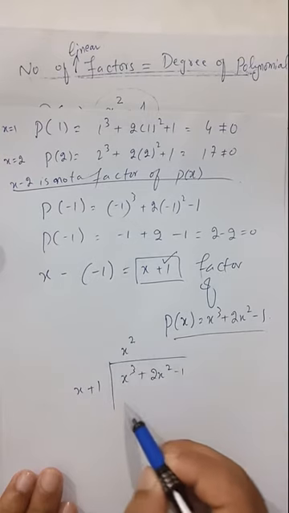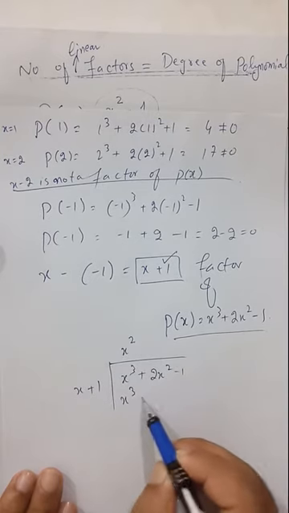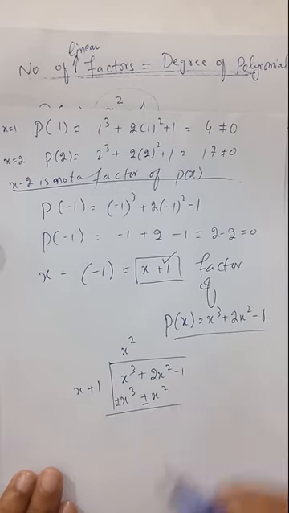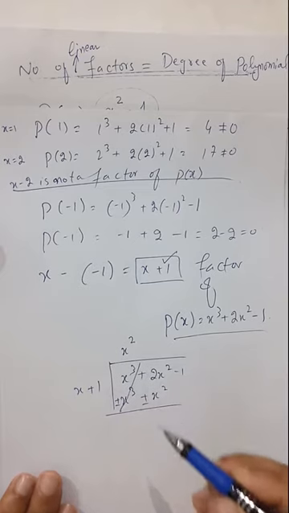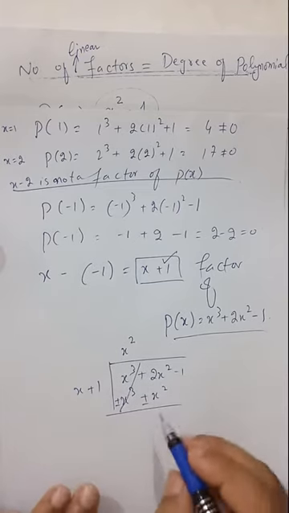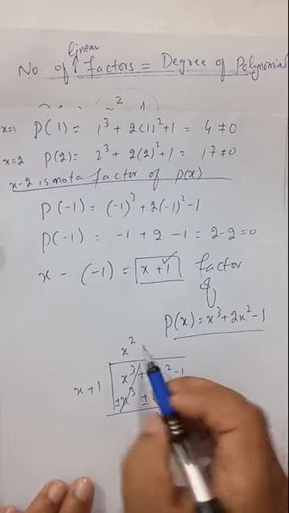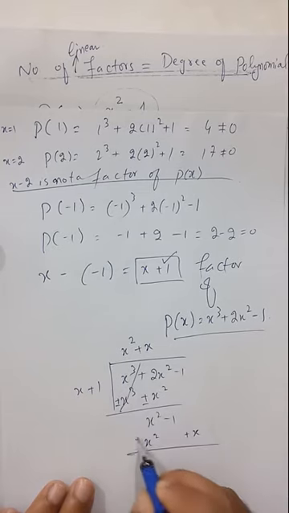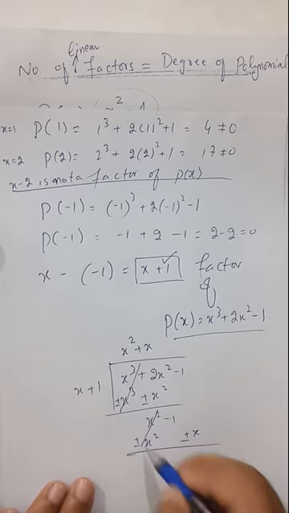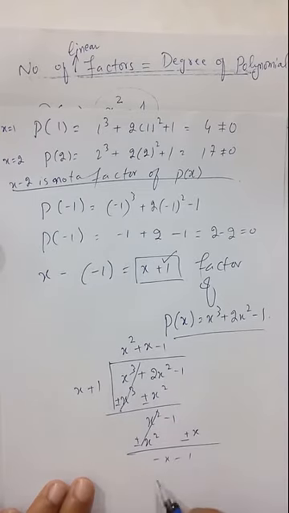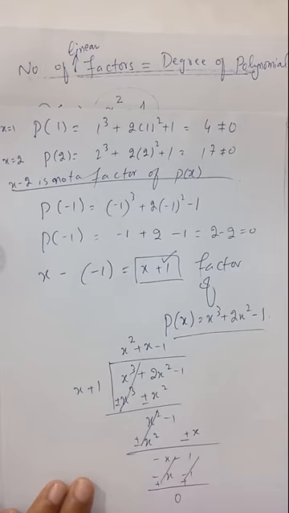So this is x square, so this is x cube. Now this will be plus x square. Similar terms will be written beneath the similar terms, meaning terms with the same power are similar terms. So this is x square minus 1, then plus x. So this is x square plus x, and minus, so you will get minus x minus 1. So multiply with minus 1, so minus x minus 1, plus minus, this is plus. So you see that the remainder is 0.